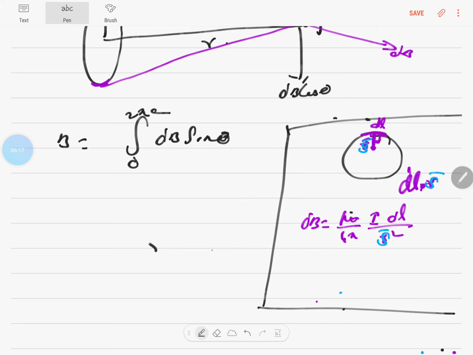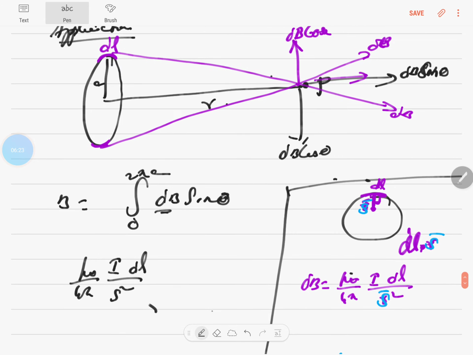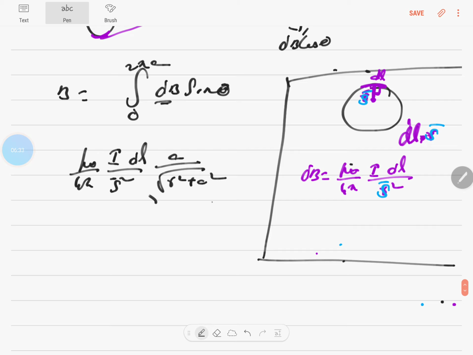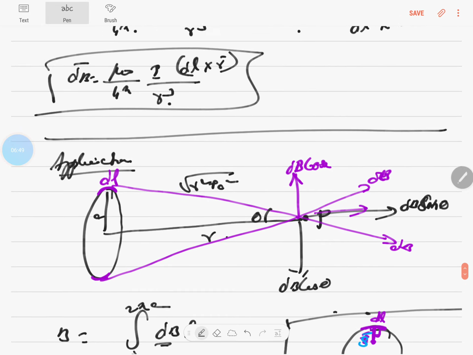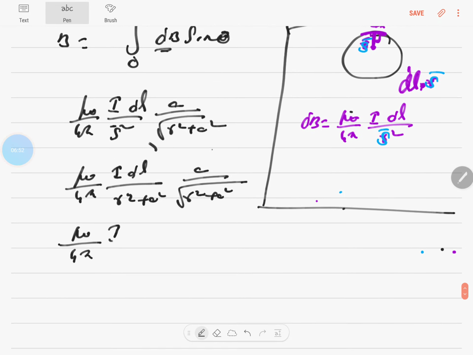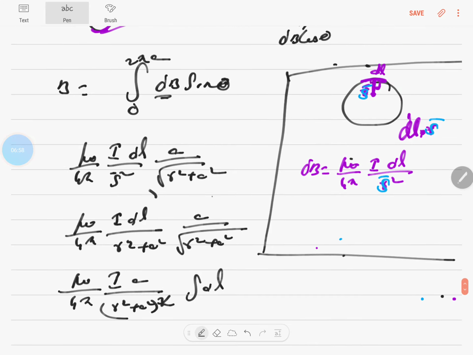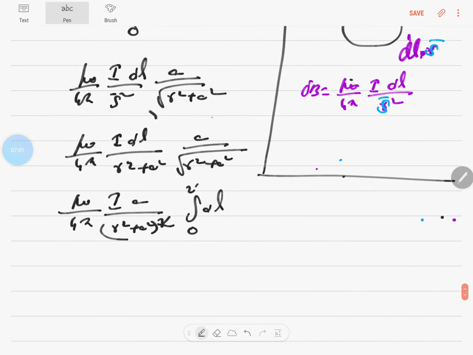So substituting the value of dB in this, it's mu naught by 4 pi for dB, I dl by S square, and sin theta, this is theta, and sin theta is opposite by hypotenuse, which is root of R square plus A square. And in this case the position vector will also change, it will be R square plus A square, so mu naught by 4 pi I dl by root of R square plus A square the whole square, into A by root of R square plus A square. So it will be mu naught by 4 pi I A by R square plus A square whole to the power 3 by 2, and the integration of dl will give me the magnetic field, integrated from 0 to 2 pi A.